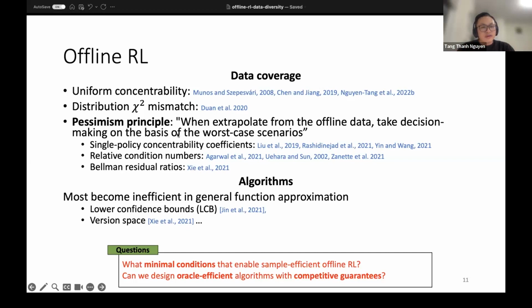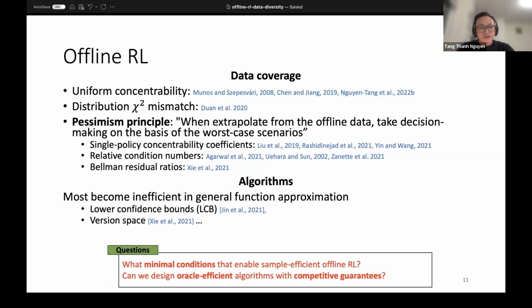So lately, the majority of methods focus on something called the pessimism principle. Roughly speaking, when we extract information from offline data, we take decisions on the basis of worst-case scenarios. Based on that, many new data coverage notions are proposed, like single policy concentrability coefficient, relative condition number, and Bellman ratio. On top of that, many algorithms are proposed, like the dominant ones, lower confidence bound (LCB) and version space algorithms. But they quickly become inefficient in general function approximation when the space is large.